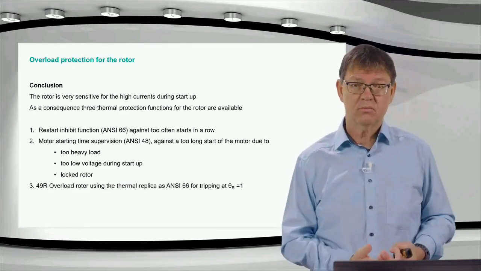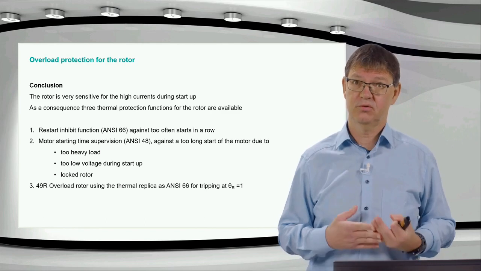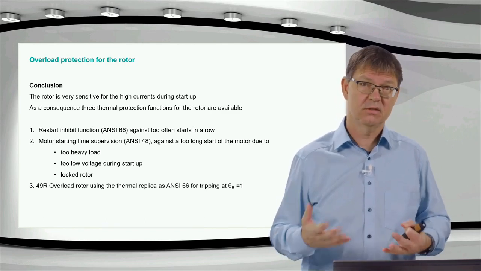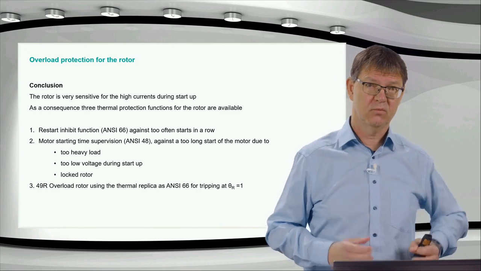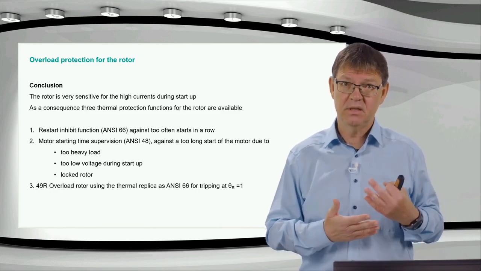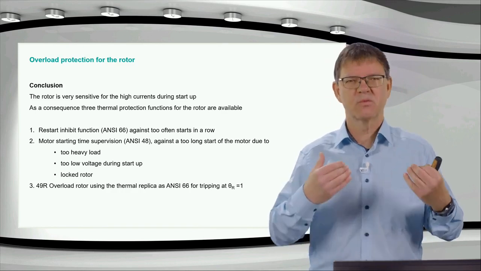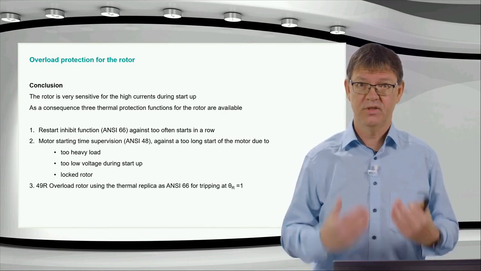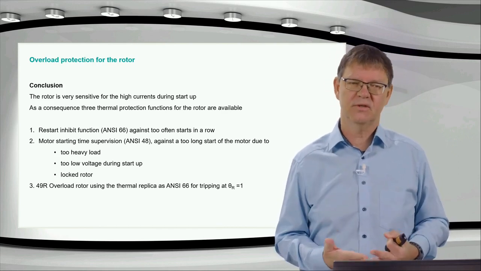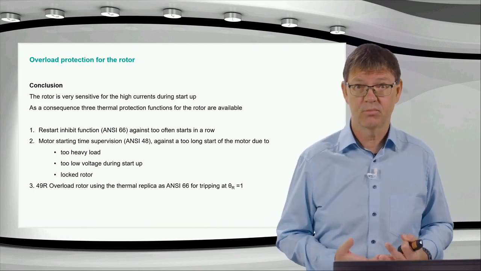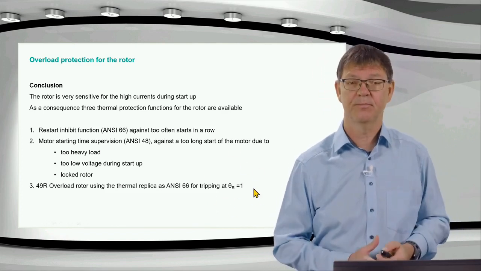And then we have a third function, which can be used as an option. This is the overload protection for the rotor using the thermal model as we discussed before. The restart inhibit uses this model as well. So we have two functions working with this thermal model. However, the restart inhibit function becomes active when you switch off the motor and prevents the restart, so that you cannot switch on the motor again. So there's a blocking signal. Whereas the overload rotor protection function would trip as soon as the calculated rotor temperature reaches one. So you can switch this on and then you have, let's say, a third function available.